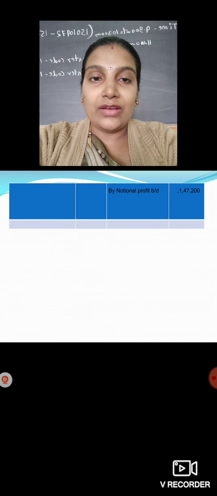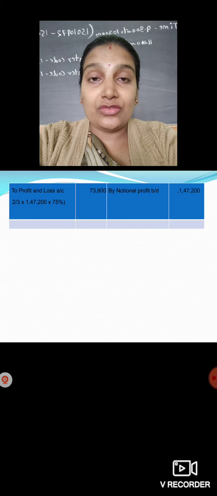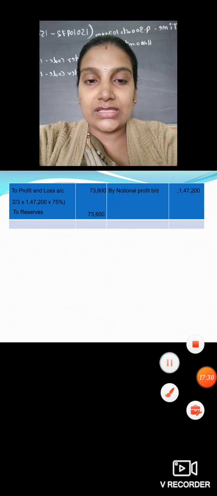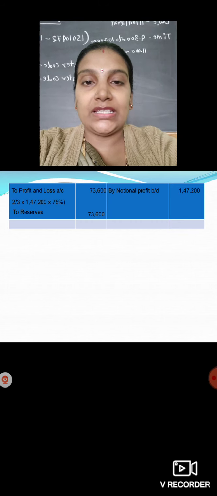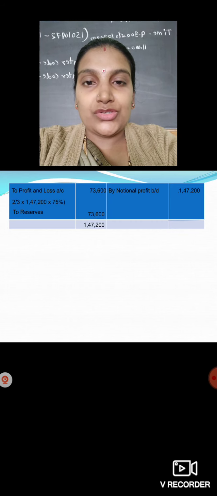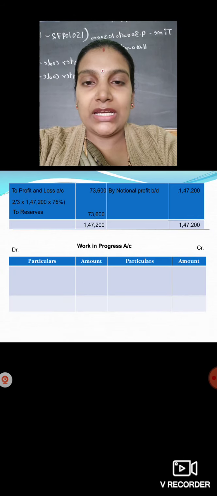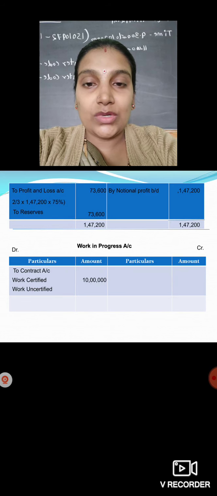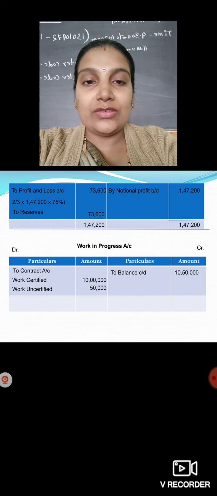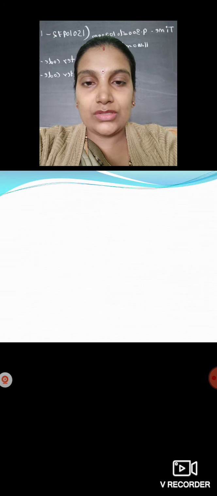Now we will transfer the profit. By notional profit 1,47,200 to profit and loss account. 2/3 you should transfer, so 73,600, and to reserves 73,600. The balance you have to transfer to reserves is 73,600, and both side total is 1,47,200. Then prepare the work in progress account, debit and credit. To contract account, work certified 10 lakh and work uncertified 50,000, so the total balance carried down is 10,50,000, which is going to be recorded in the balance sheet. And 10,50,000 on both sides.